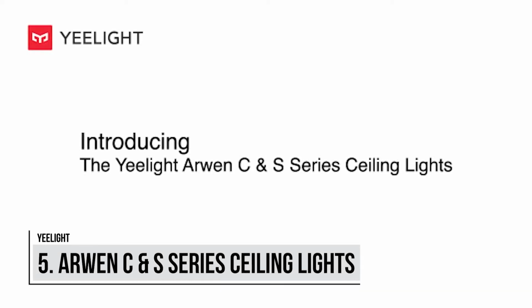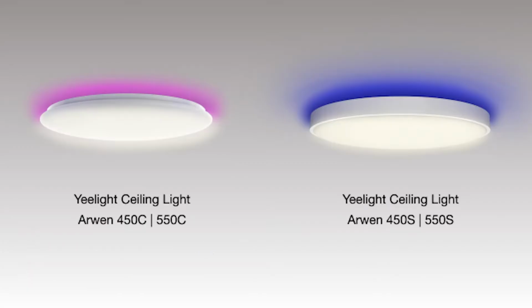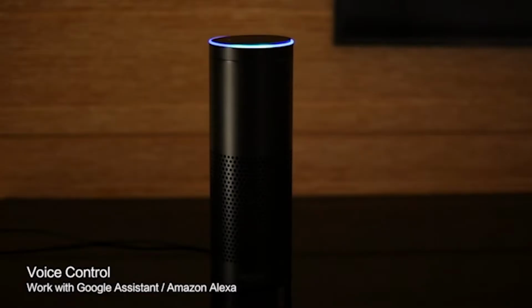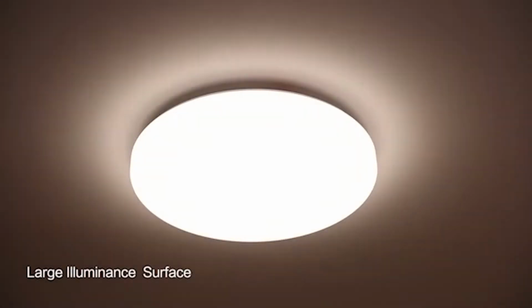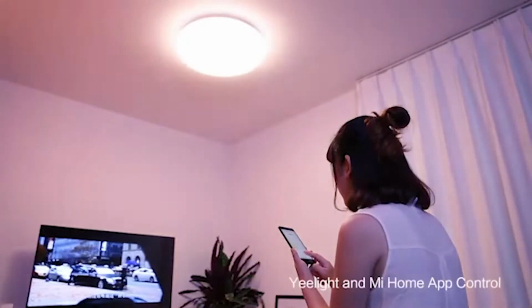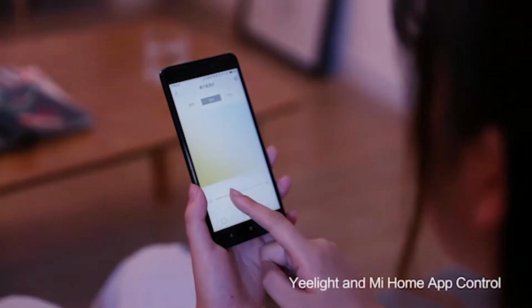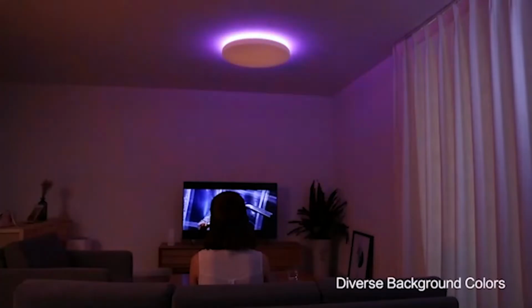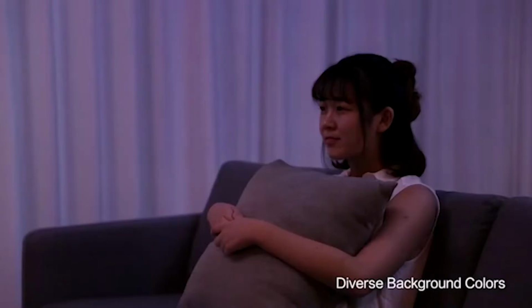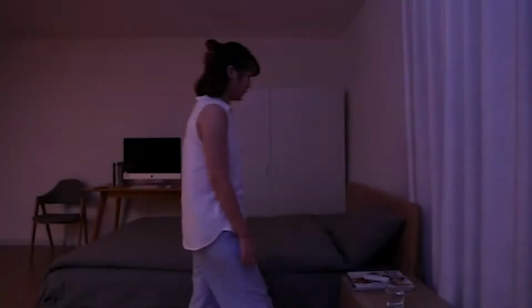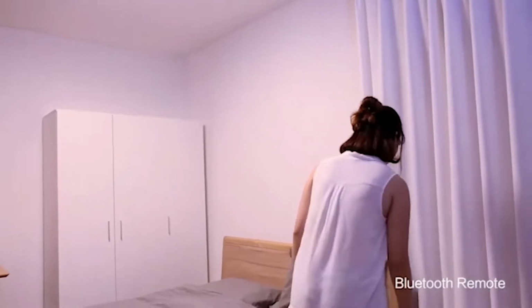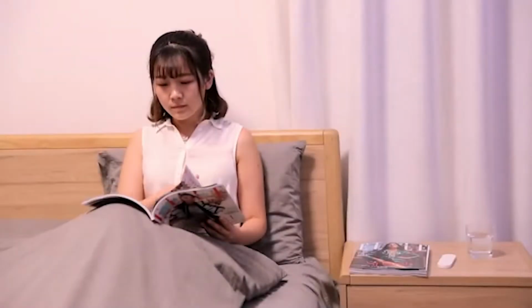The YEELIGHT ARWEN C and S series ceiling lights come in two sizes suitable for 15 square meters to 35 square meters rooms. These lighting products feature adjustable brightness and color temperature from warm white to cool white and indirect RGB lighting. Timer and personalized schedules can be created through the mobile app. Pre-programmed and individual lighting scenes are also possible as well as day and night lighting modes. Lighting fixtures are dust and insect-proof to IP50.